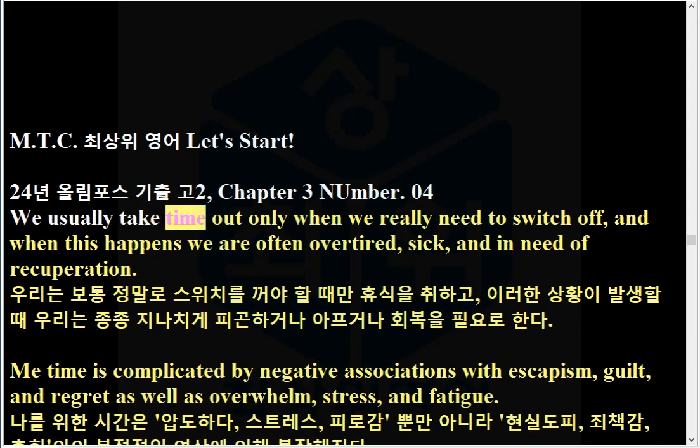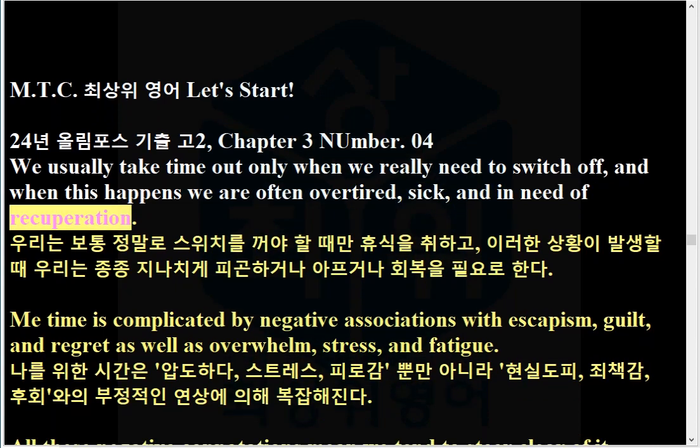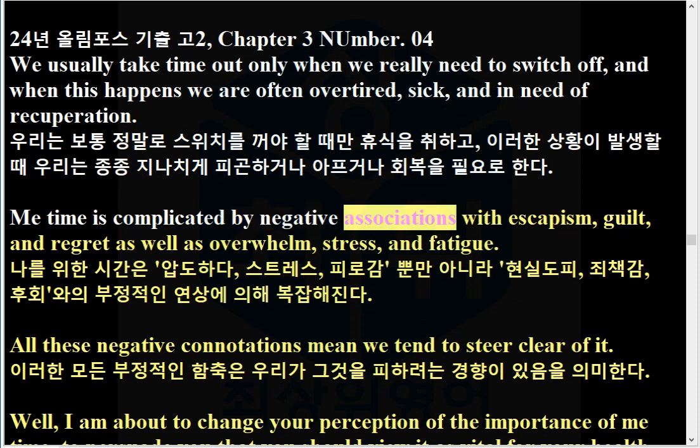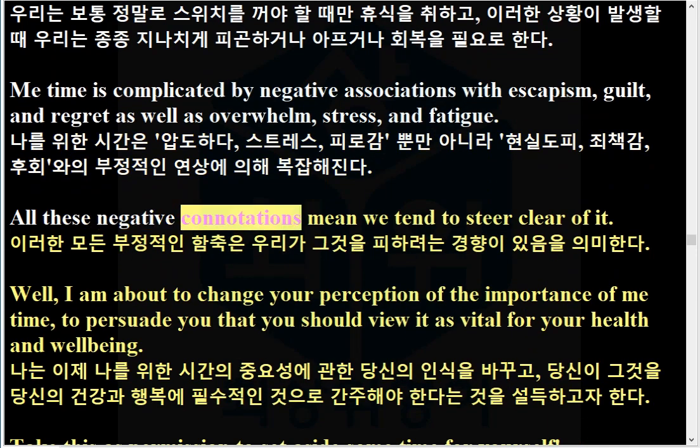We usually take time out only when we really need to switch off, and when this happens we are often overtired, sick, and in need of recuperation. Me time is complicated by negative associations with escapism, guilt, and regret, as well as overwhelm, stress, and fatigue. All these negative connotations mean we tend to steer clear of it.